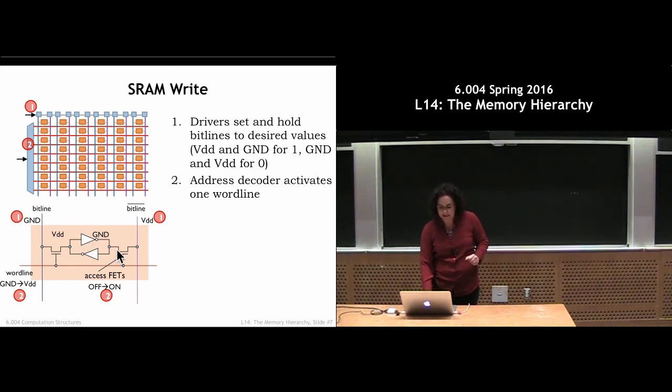Notice here that you also have a threshold loss over this NFET to deal with, which would make you think maybe you can't get this value all the way up to VDD. But as soon as you get this side down to ground, you start to enter your feedback loop, and then immediately the cell itself is going to help you get this value up to VDD.